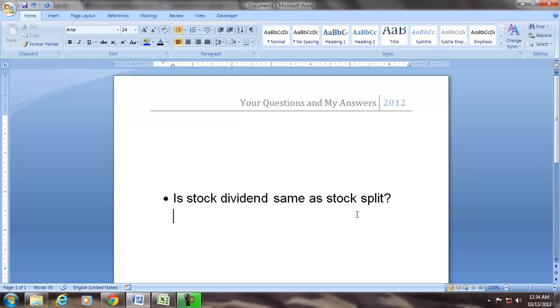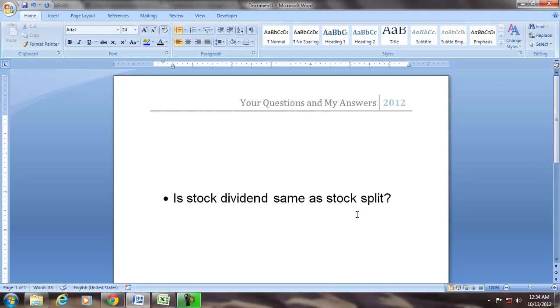Stock split is reducing the face value per share. So when the face value of a share is reduced, the number of shares goes up. Therefore, it is said that shares have been split. So stock split is a process of changing or reducing the denomination of the face value per share.